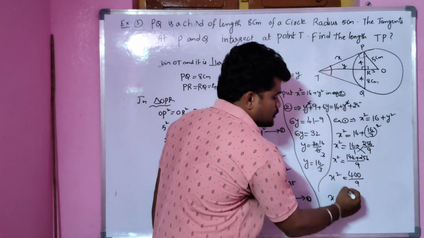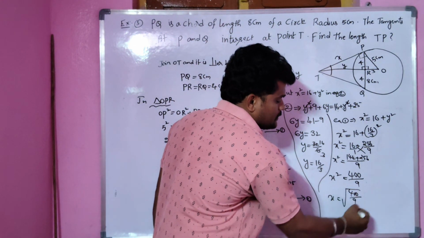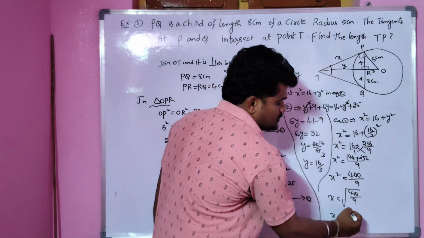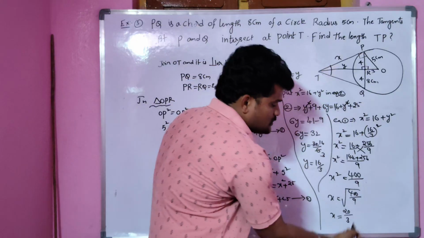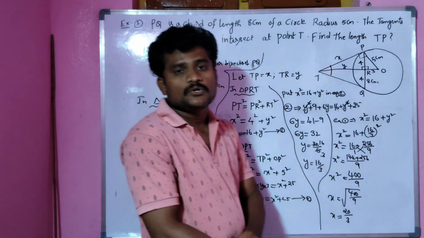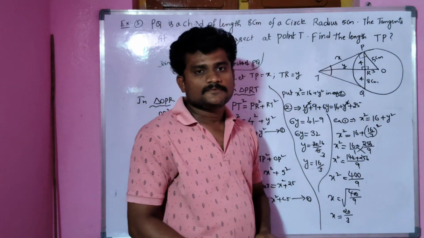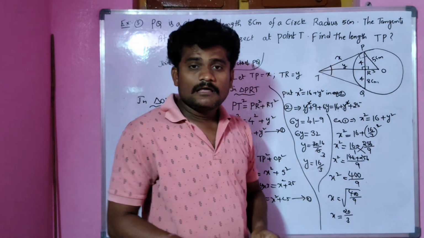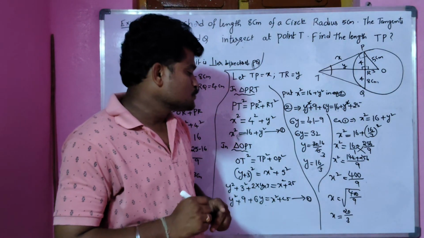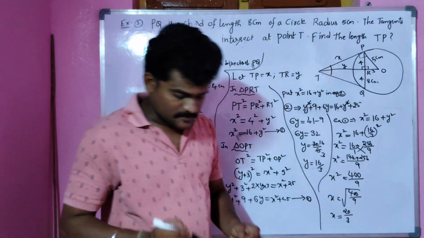X is equal to square root of 400 by 9. Then what is the x value? X value is nothing but 400 root is 20, 9 root is 3. And what is the answer? X is equal to 20 by 3. What does x mean here? TP. TP distance we consider as x. So x value is 20 by 3 centimeters.